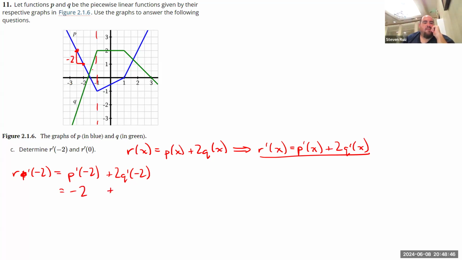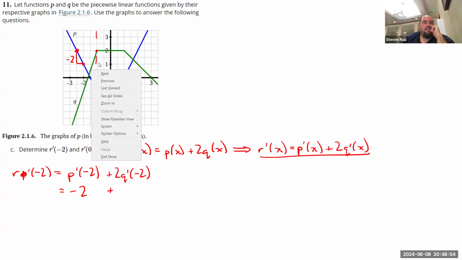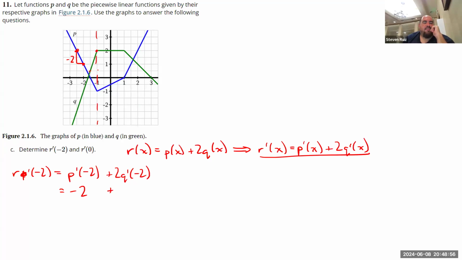And what about Q? If I find a lattice point, so here's one, here's another. I believe if I use those 2 lattice points, then for every 1 unit I travel to the right, I am traveling upward by 3 units. I believe the derivative of Q at -2 is +3. So all told, this derivative will be -2 plus 6, which is 4.